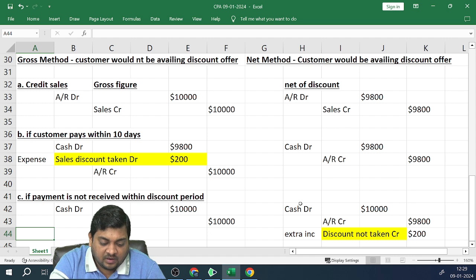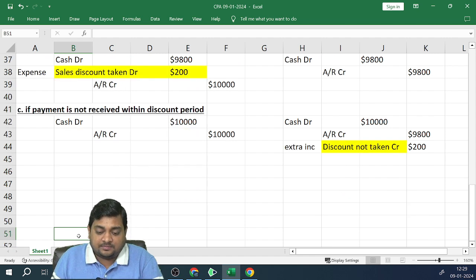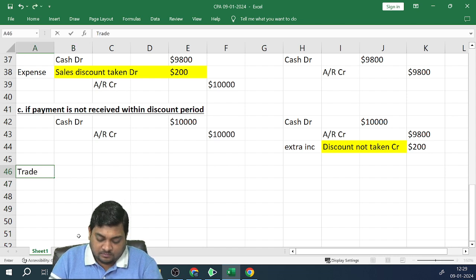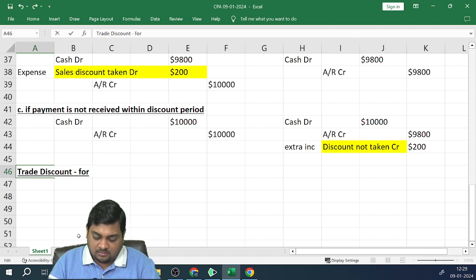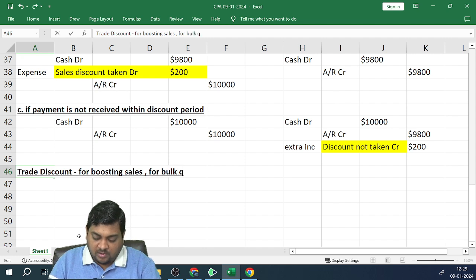Okay. Now there is one concept of trade discount also. So if trade discount and cash discount are given together, then what are we going to do for trade discount? This is given for boosting sales, right? For bulk quantity dealings.